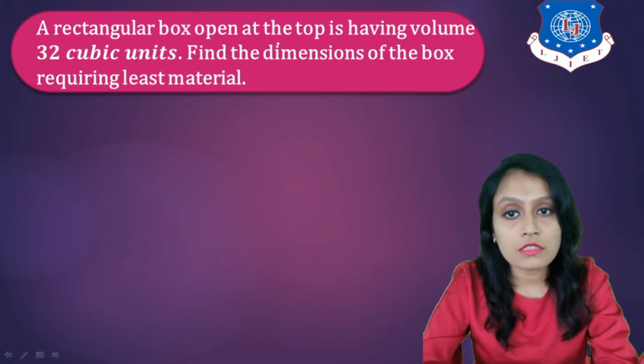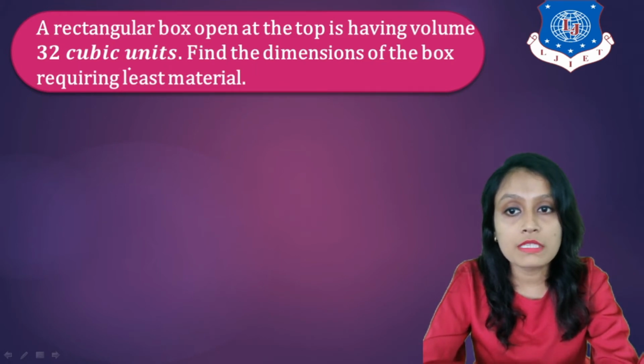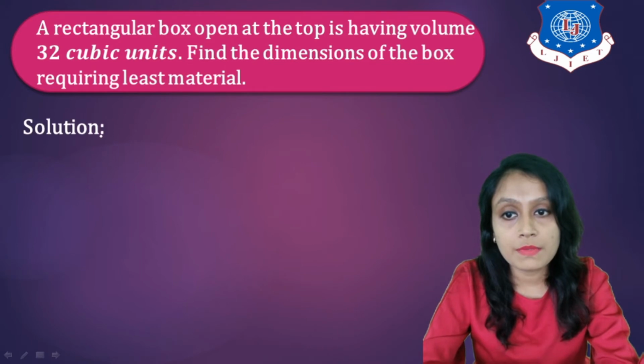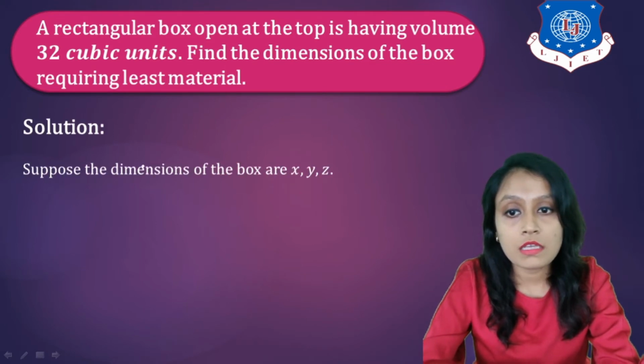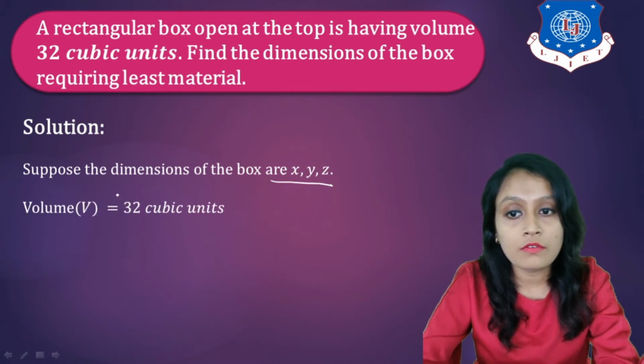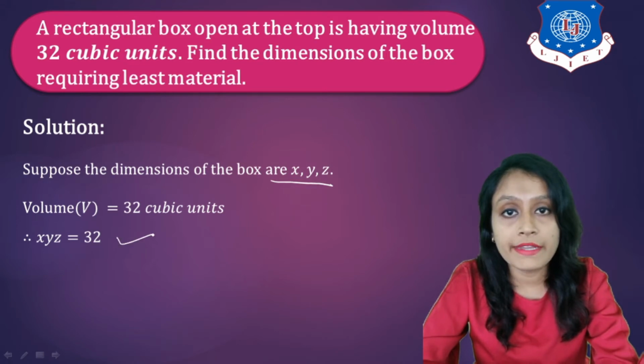A rectangular box open at the top is having volume 32 cubic units. Find the dimension of a box requiring least material. Okay, this is given, volume is given. We have to find the dimension of a box which requires least material for its construction. So let's begin with the solution. Suppose the dimension of the box are x, y and z. Now the volume is given, that is 32 cubic units. So the formula for volume is what? X, y, z. So we have x, y, z is equal to 32. This is your constraint given.